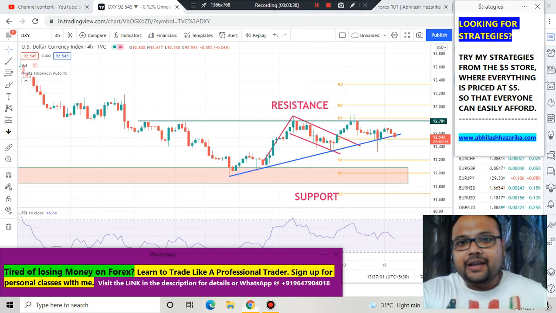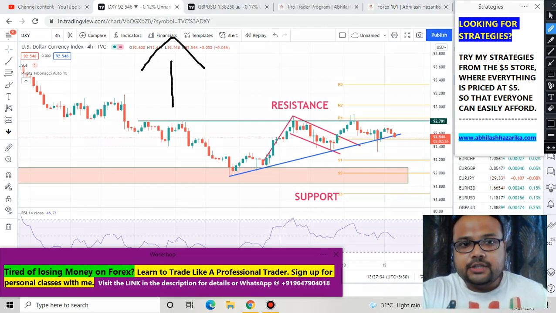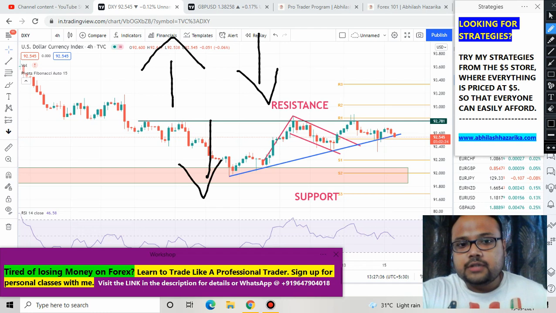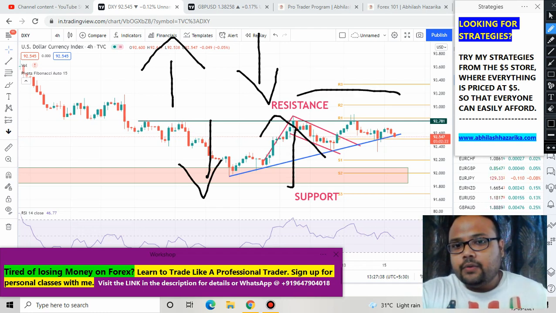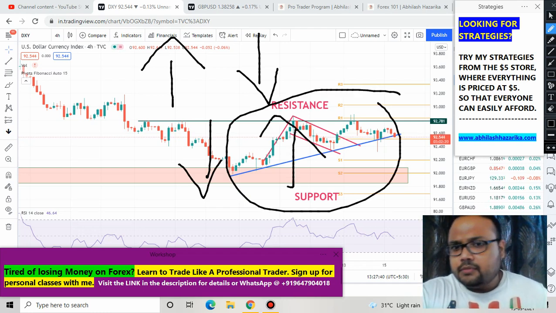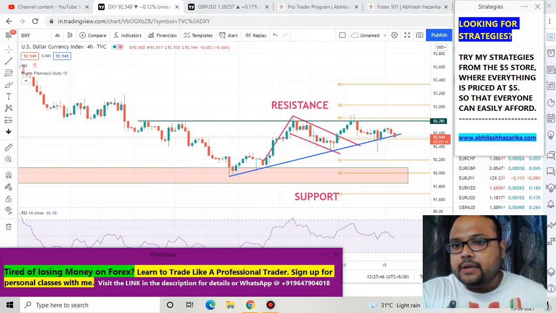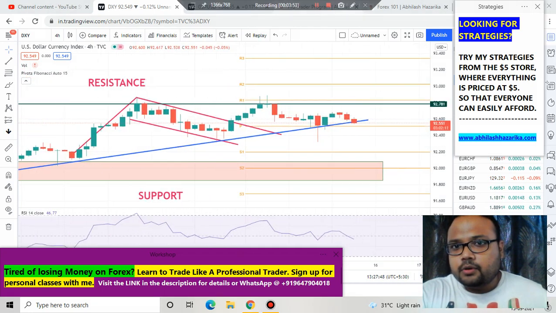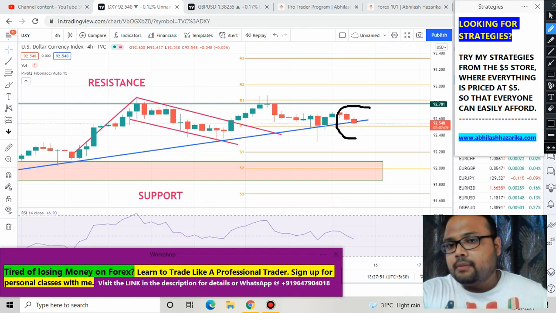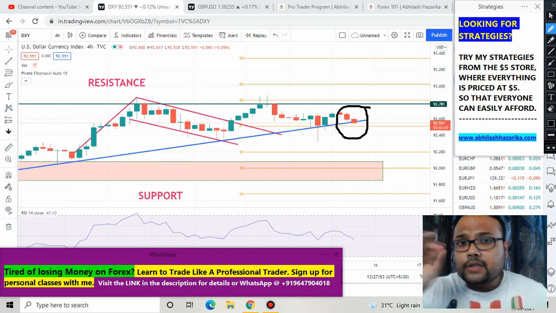So as we all know, whenever dollar goes up, GBP goes down, and when dollar goes down, GBP goes up. Right now we are seeing that the US dollar is trying to go up, taking support at the trend line. And if we focus on the present position of the market here, we can see that the US dollar is in a very critical position right now.